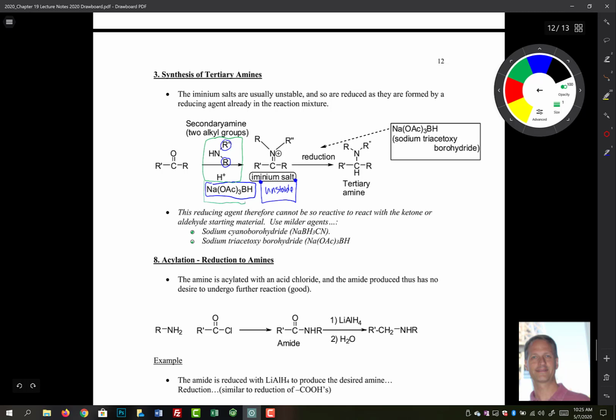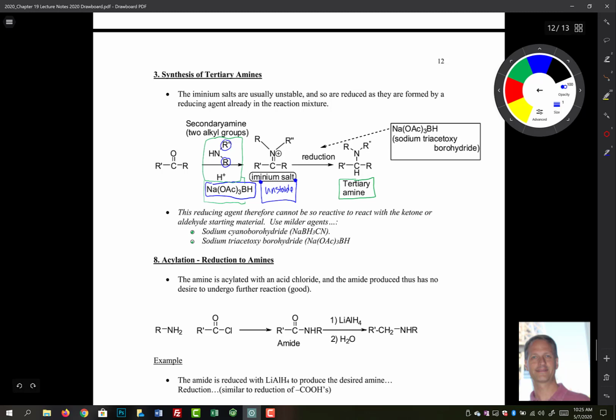So all that stuff just goes together, and the reduction takes place once that iminium ion is formed, and that's where you have your tertiary amine being formed. So the only difference in that mechanism is that you just have to remember that the NaOAc3BH is going to be added in the course of the reaction.